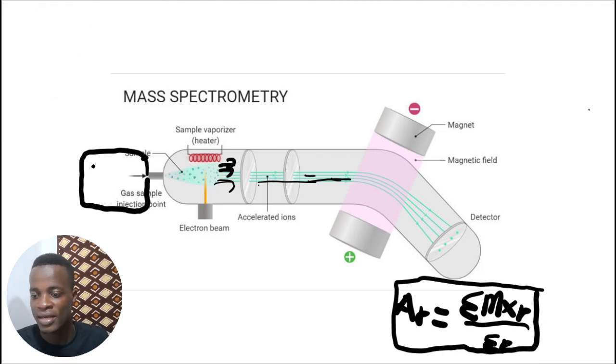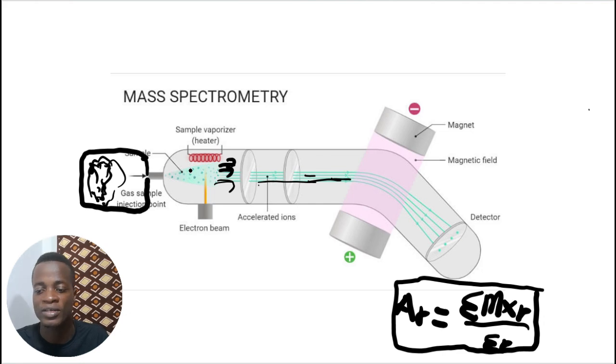Here the sample gets injected into the vaporization chamber. The vaporization chamber changes the sample into gaseous form. That's what we call it; it vaporizes the sample. Now that vapor or gas will enter the tube and be able to enter the first field.